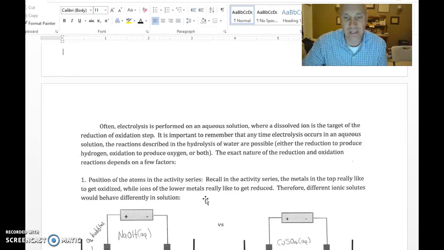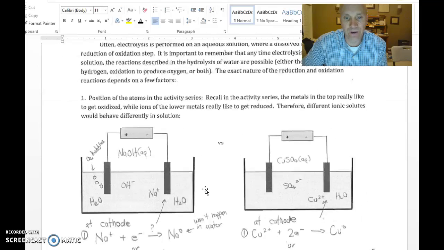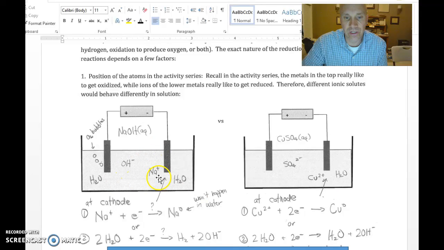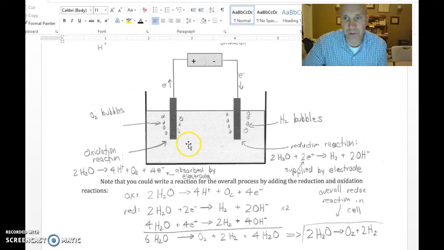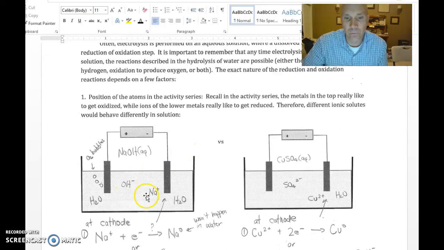All right. So the thing about doing an electrolytic cell on an aqueous solution, it's important to realize that at just about all times, the same reactions that occur in pure water are possible when you're using some aqueous solution. And the question of whether we get a reaction with the water molecules or with the solute depends on a couple different things, and that's what we're going to go over in this video. So the first thing that would matter is the position of the atoms in the activity series.